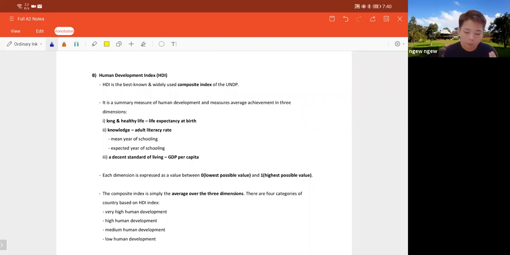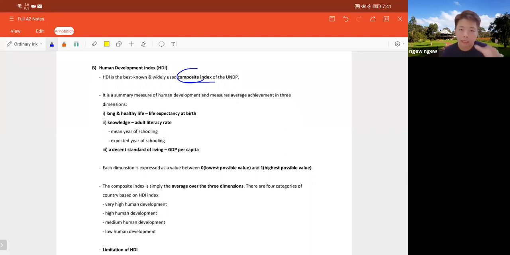They are both composite indexes. Composite index meaning that we are taking 3 individual indicators and then we bundle them up. So that is what we call a composite index. And after we bundle them up, we take an average figure out of those. So this Human Development Index, by name, is a composite index by definition.